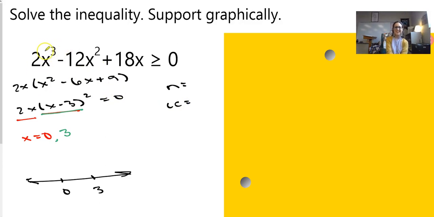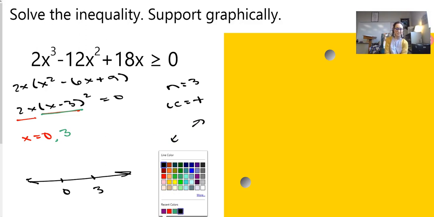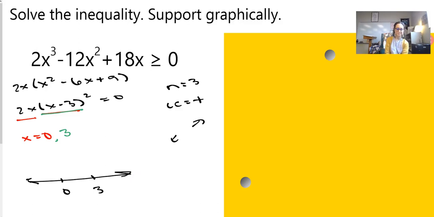Okay, so now let's talk about the degree and the leading coefficient of my initial polynomial. Well, the degree was what? The degree was 3. And the leading coefficient is positive. So that means that, again, I'm going to have end behavior like this, right? Okay, so that means if it's going down, then I should start with a negative here. All right, okay, so we need that first interval, right?